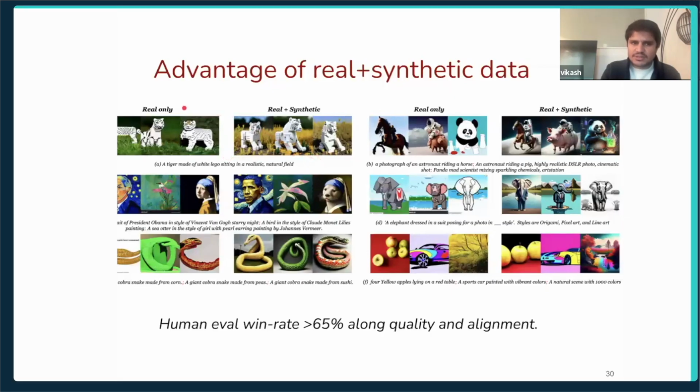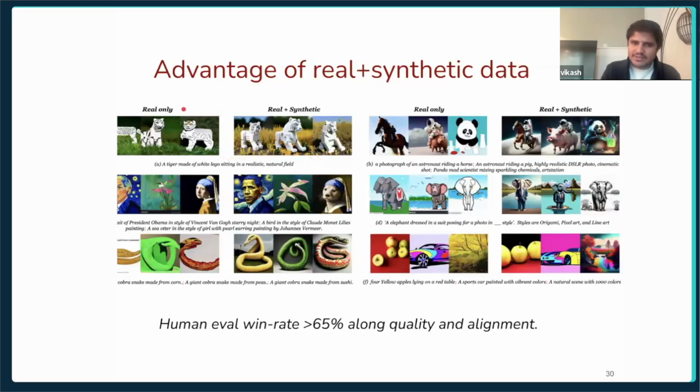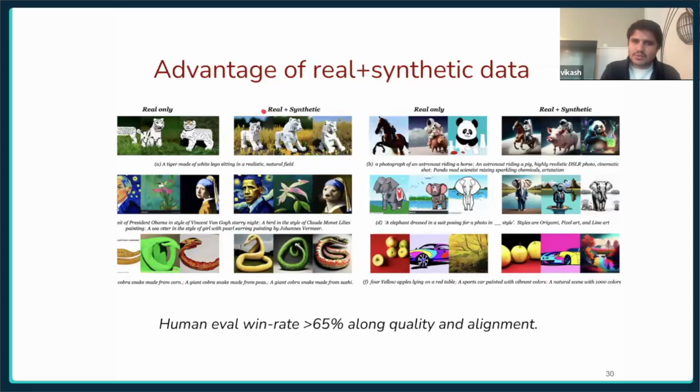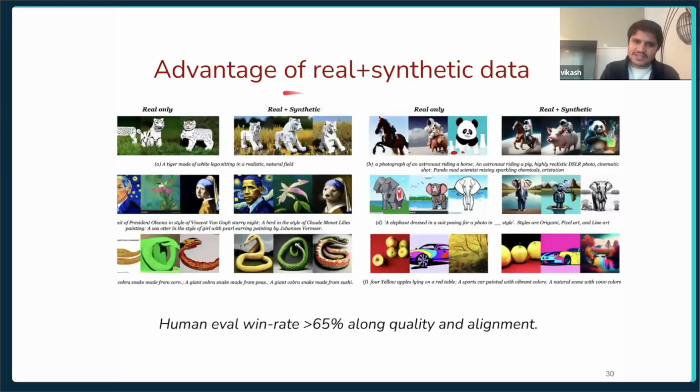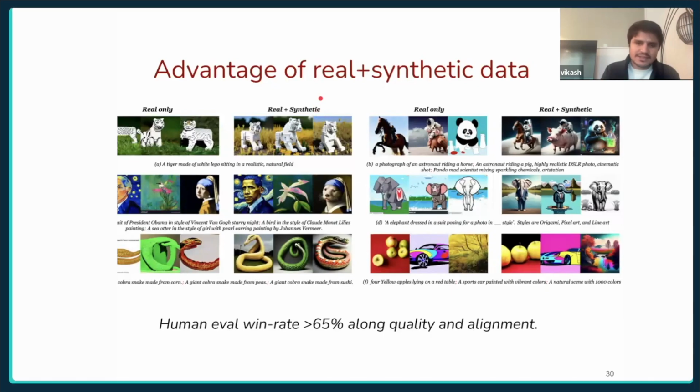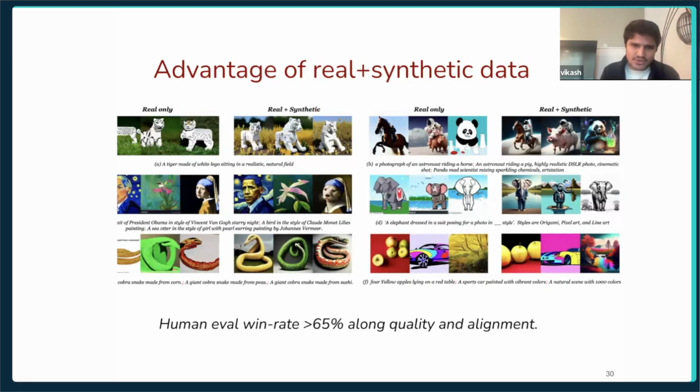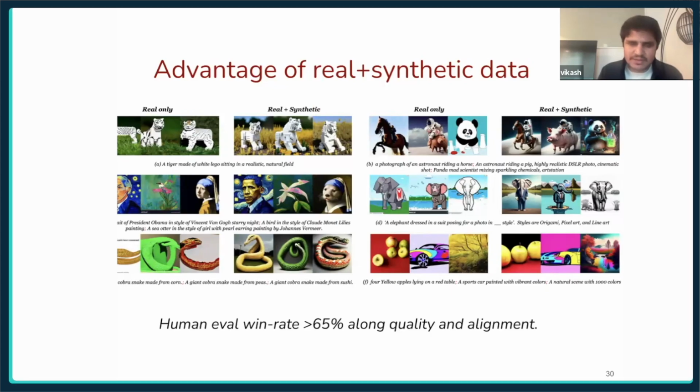So the real-only model is trained on the 22 million real images, and the real plus synthetic model is trained on 22 plus 15, so a total of 37 million images. And even in our qualitative testing, we did see that the model trained with this joint data achieves better generations. It has better prompt adherence and also better quality of generated images.